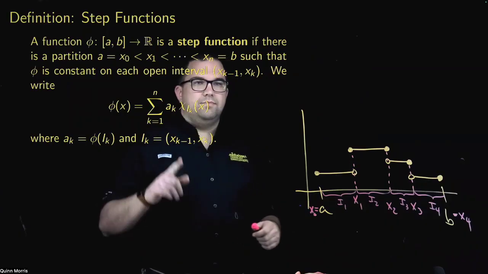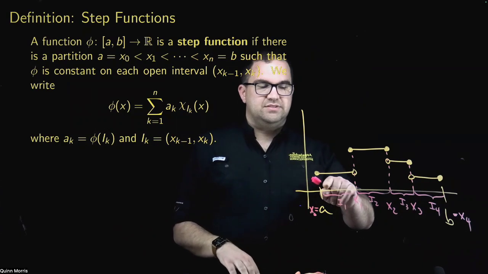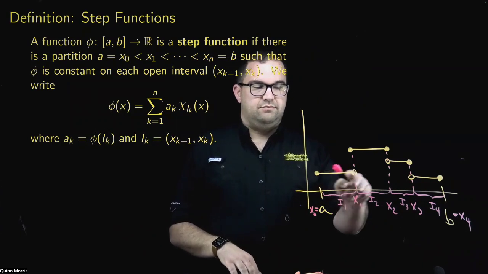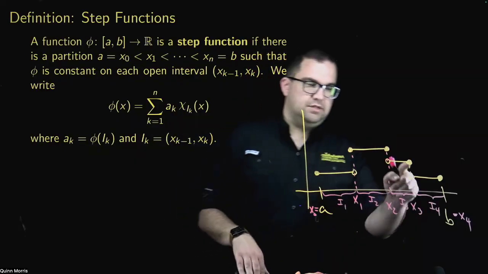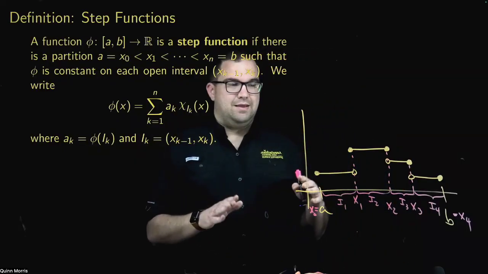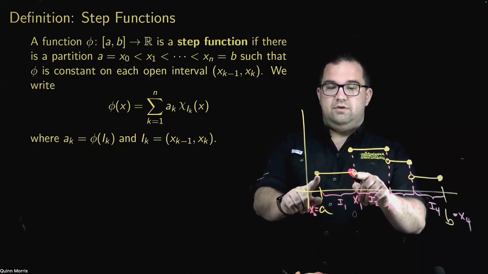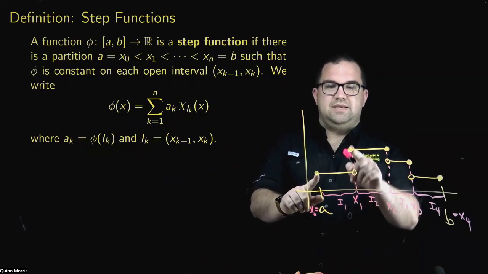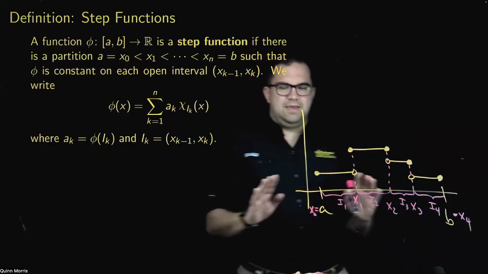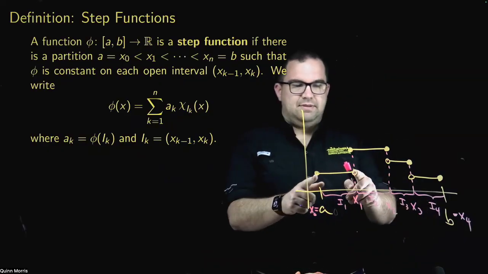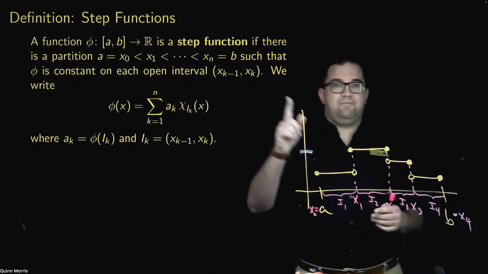And notice that on the open subinterval, so forget about the endpoints, but on the open subinterval, this function is constant, right? On I1, this function is constant. On I2, this function is constant. We don't include the endpoints because if we included the endpoints of I1 here, this function would not be constant. It jumps at the right endpoint, okay? So we don't care about the endpoints. We really just care about what happens on the open interval, okay? So this is a step function.